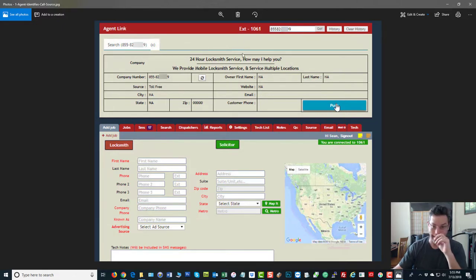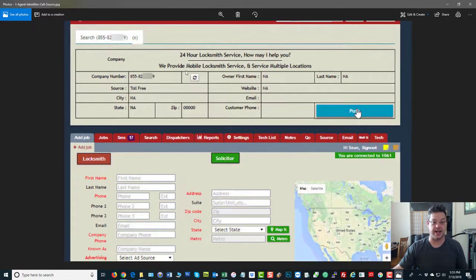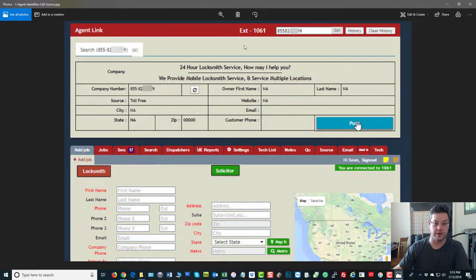Not many, okay? So, say somebody calls whatever the phone number is, sure enough, they're told what to answer in that case. Like, 24-hour locksmith service, how may I help you? And then, you know, this is how they push. Once they realize what they're supposed to say, they push to accept and start in.